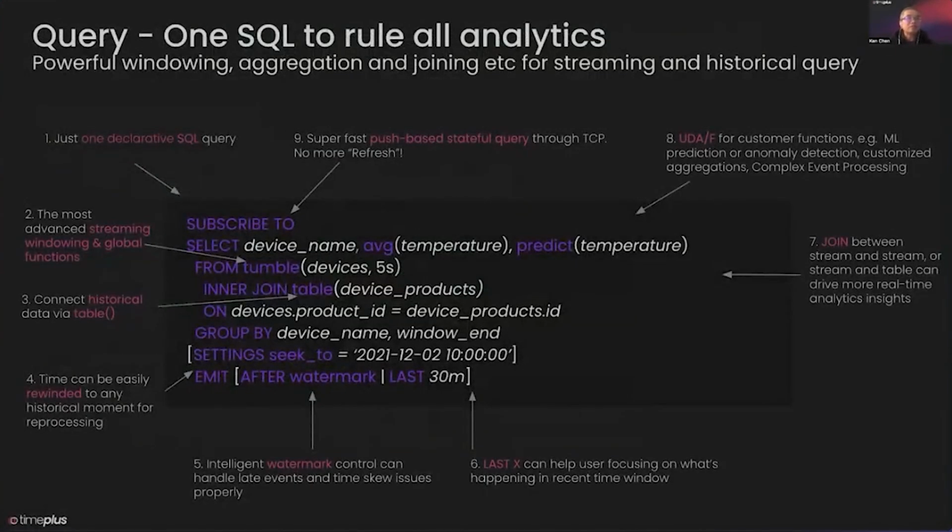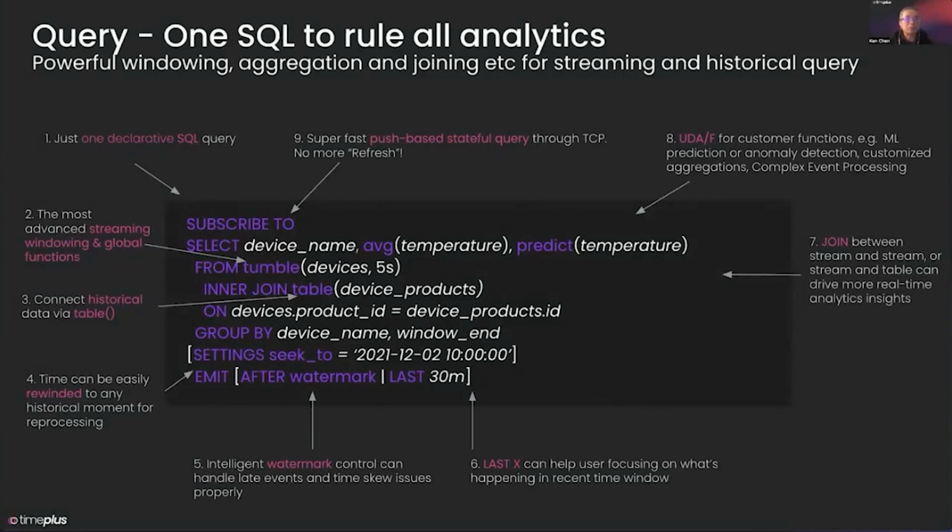Everything in Proton is a streaming query by default, and we extend SQL with a lot of streaming capabilities. For example, you can subscribe to a stream and the query result will be pushed to the subscribers automatically when the emit time comes. There are a lot of extensions like streaming windowing and streaming-to-table joins, which is fundamentally streaming joined with historic data, and streaming-to-streaming join.